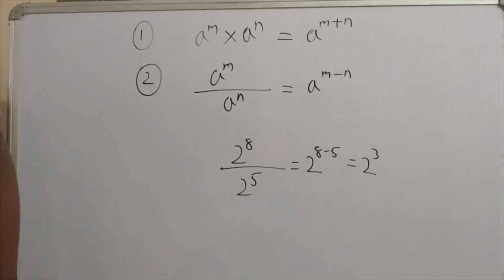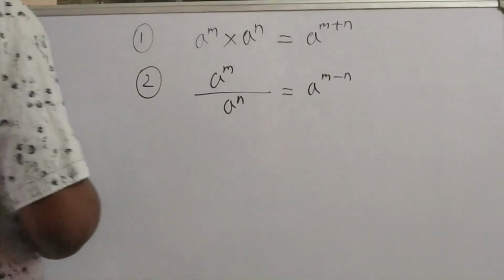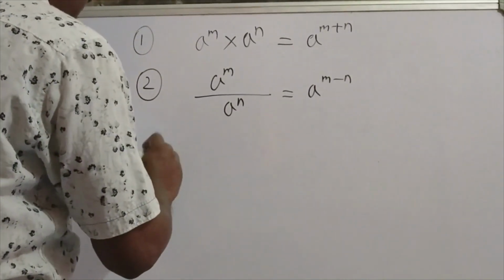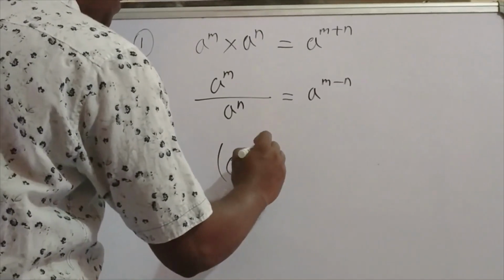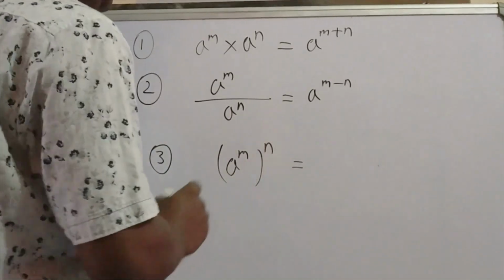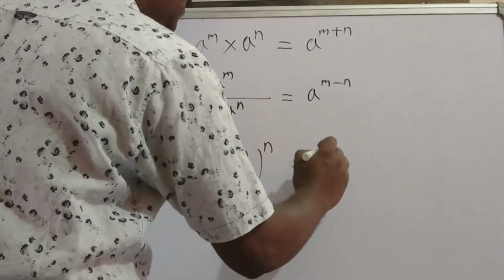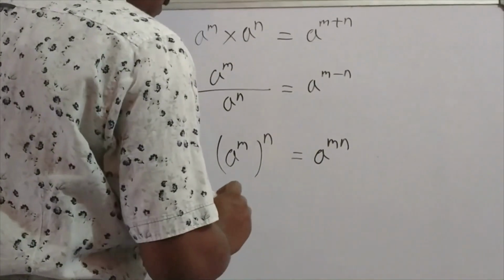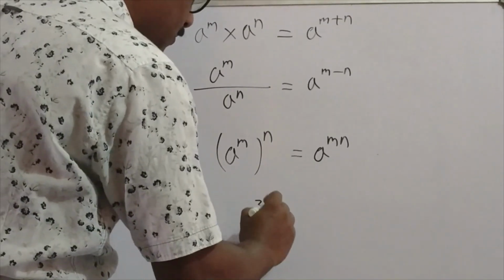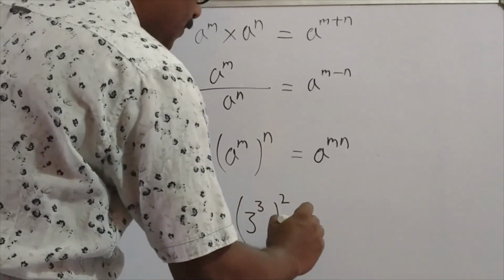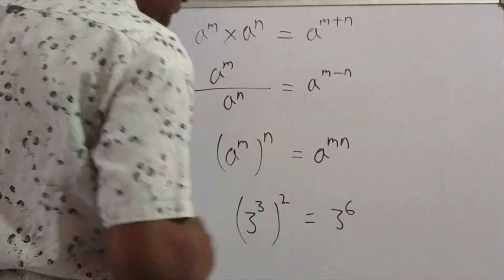Now the third formula is suppose the power 2 times given, a to the power m to the power n. So in this case both the power must be multiplied. So it becomes a to the power mn. For example 3 to the power 3 to the power 2. So it will be 3 to the power 3 into 2, 6.